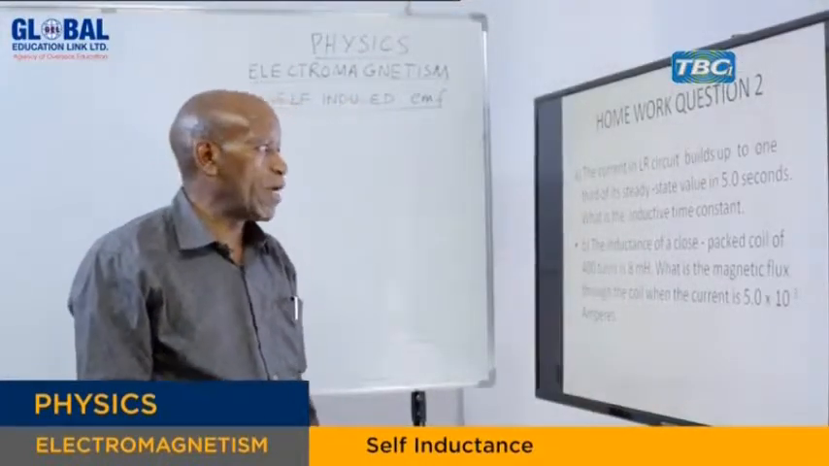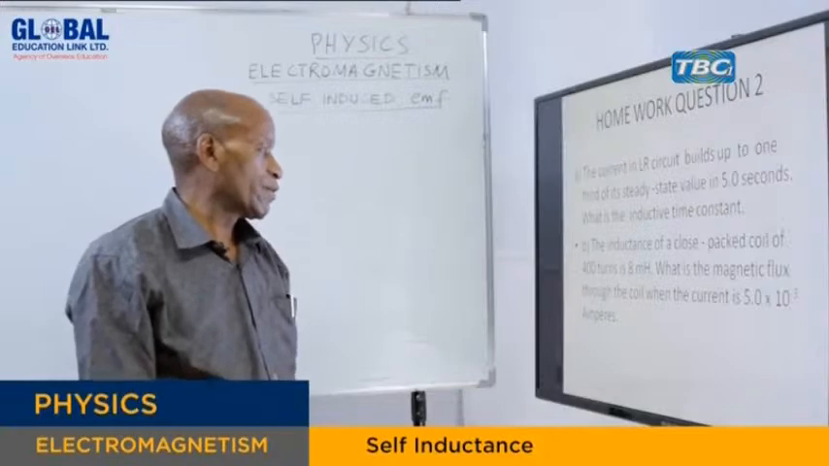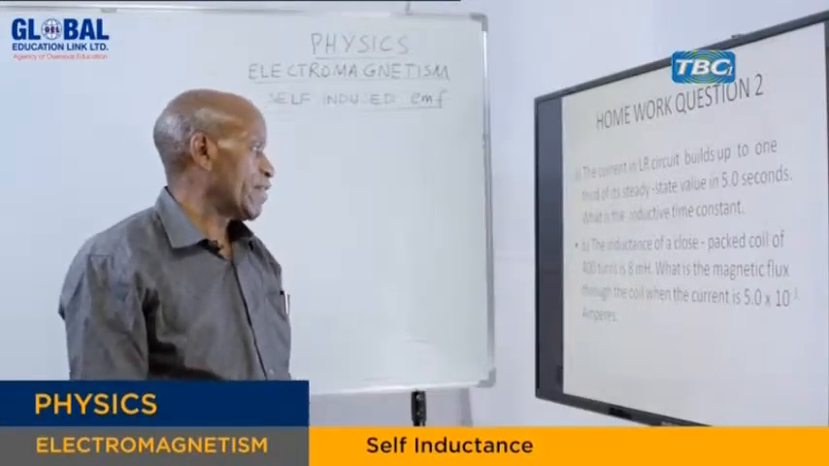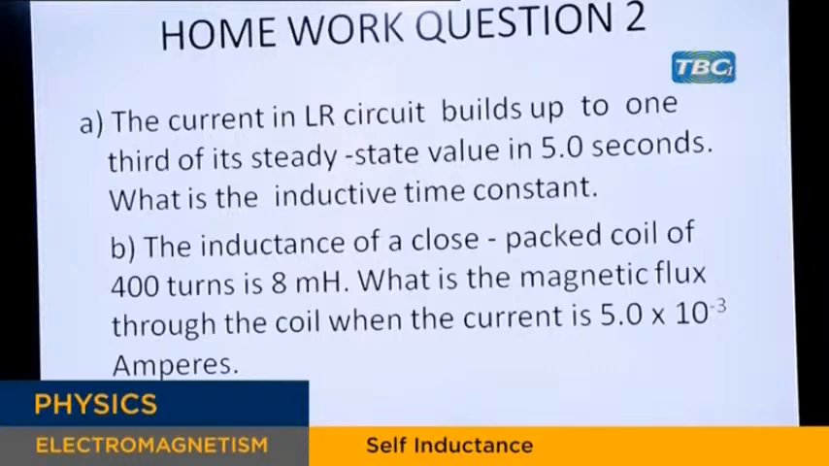Okay, let's go now to our homework number 2. It says the current in an RL circuit builds up to 1/3 of its steady state value in 5 seconds. What is the inductive time constant? And B, the inductance of a closed-packed coil of 400 turns is 8 millihenries. What is the magnetic flux through the coil when the current is 5 times 10 to the negative 3 amperes? These are two distinct questions.